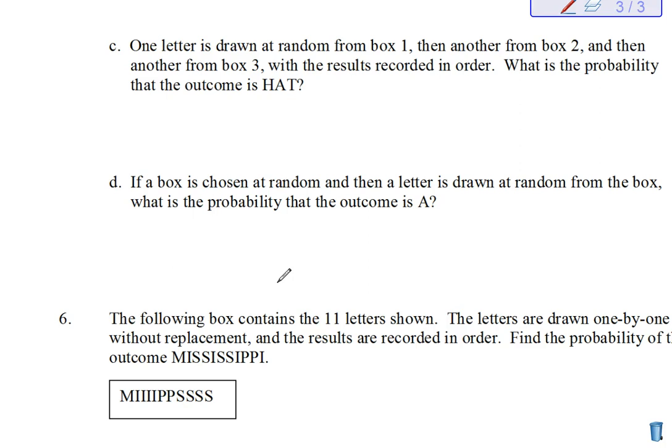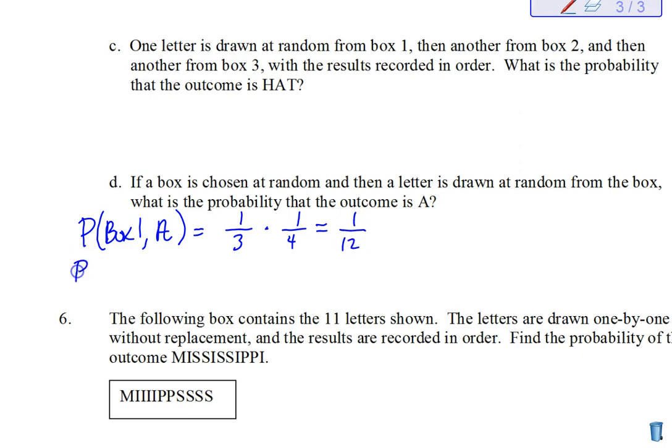And so what I'm going to do is I'm going to do this in 3 steps. What is the probability that I get box 1, and then out of box 1 I get an A? Well, the probability that I get box 1 is 1/3 because there's 3 boxes. In box 1, the probability that I get an A is 1/4 because in box 1 there's one A out of 4 letters. So the probability that I get box 1 and then get an A in box 1 would be 1/12.